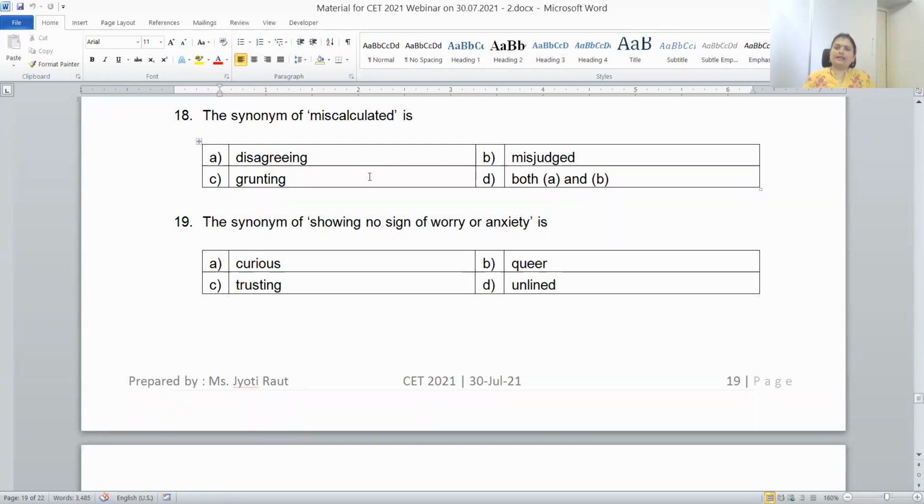The synonym of miscalculated, children, is option B, misjudged. Misjudged, yes.